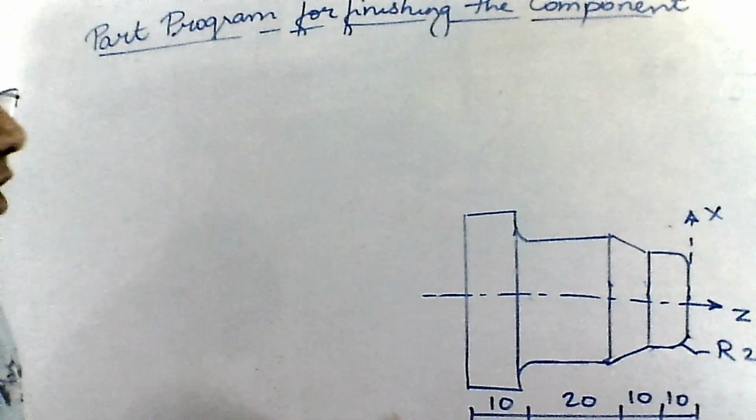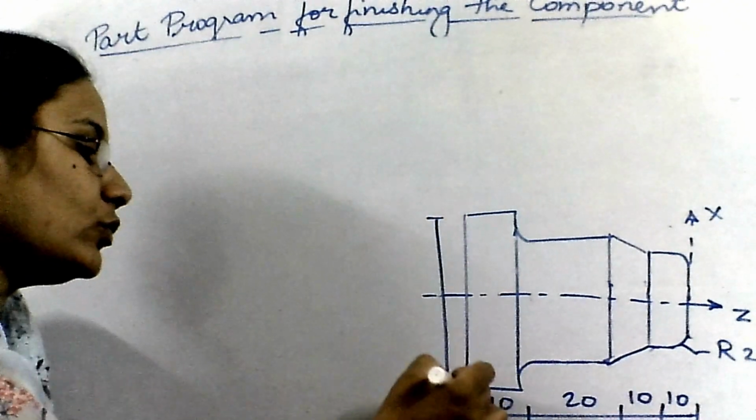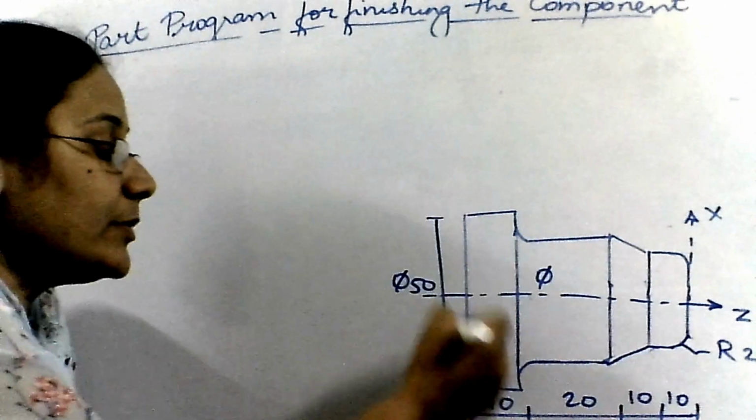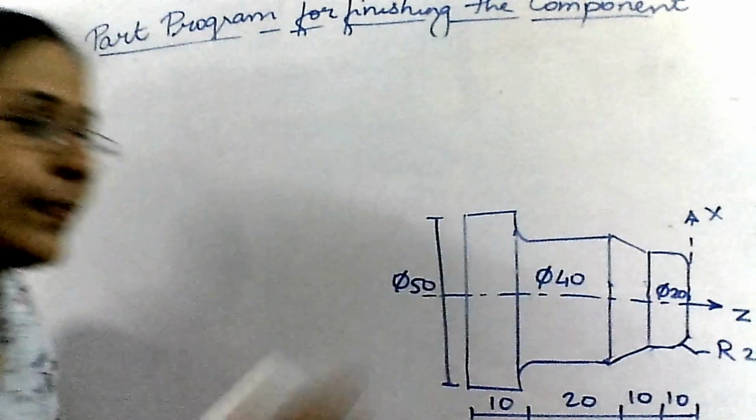Now this time a workpiece or a blank of 50 mm by 50 mm is given and we have to write a program to convert it into this shape. So the maximum diameter is 50 mm, this is 40 and this is 20.